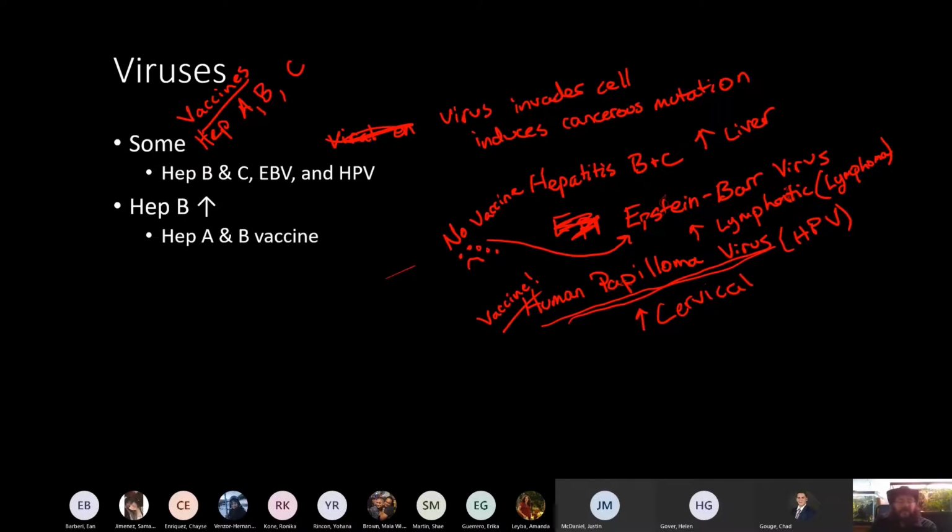So Hep B increases risk of liver cancer, but there's a Hep A and B vaccine, and now there's a C vaccine. HPV increases your risk of cervical cancer. EBV increases your risk of lymphoma, and there's no vaccine. I need to update this lecture to indicate that there's now a Hep C vaccine. That was in the last 10 years and was a huge deal because Hep C is relatively common in homeless populations, and until the past 10 years there was no vaccine.